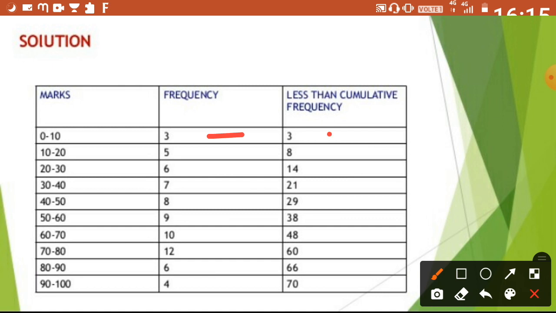The first frequency will be the same, but the next frequencies you have to add on in order to find the cumulative frequency. So the first will be the same, 3. Then you keep on adding: 3 plus 5 is 8, 8 plus 6 is 14, 14 plus 7 is 21, 21 plus 8 is 29, then 29 plus 9 is 38, 38 plus 10 is 48, 48 plus 12 is 60, and so on. I hope now you got it, how to find the less than cumulative frequency.